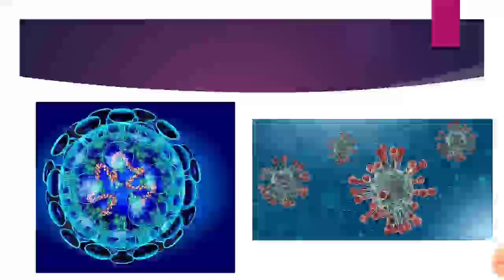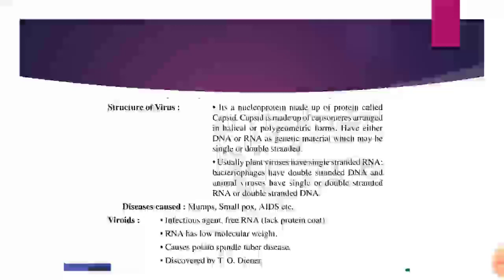Here these are the structures of viruses. Structure of virus: it's a nucleoprotein made up of protein called capsid. Capsid is made up of capsomeres arranged in helical or polygeometric forms. These have either DNA or RNA as genetic material, which may be single or double-stranded. Usually, plant viruses have single-stranded RNA.